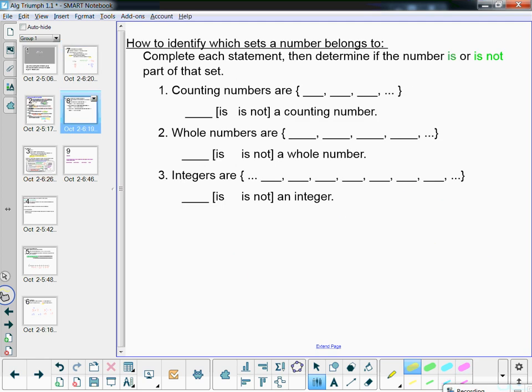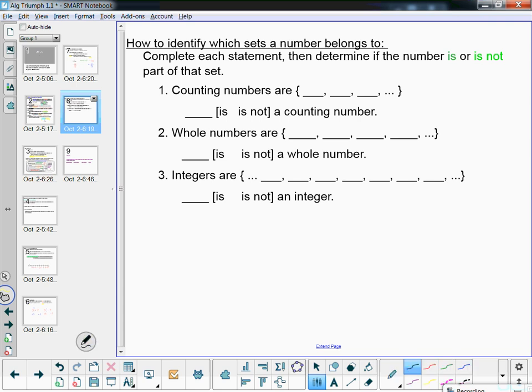How to identify sets of numbers, or which sets a number belongs to. Here's what you're going to do. You're going to complete each statement, then determine if a number is or is not part of that set. In your notes, copy this down. I will actually expect you to write this out. It's very important. First, counting numbers are what? Is my number a counting number? Second, whole numbers are what? Is my number a whole number? Third, integers are what? Is my number or is it not an integer?